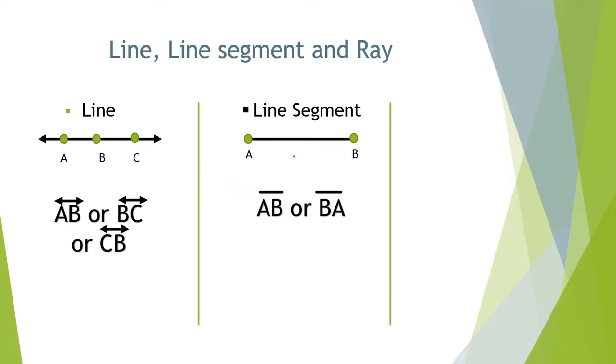Let's see a line segment. A line segment has endpoints. They are named after their endpoints. And a line segment symbol is written above the endpoints.